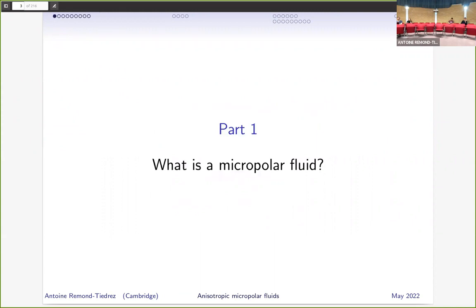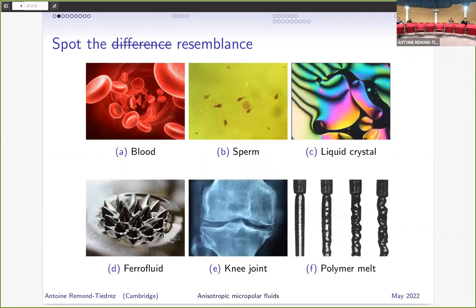So let's start with talking about what these micropolar fluids are. We're going to kick things off with a surprise quiz. The question for you: what is a common feature of all of these systems?